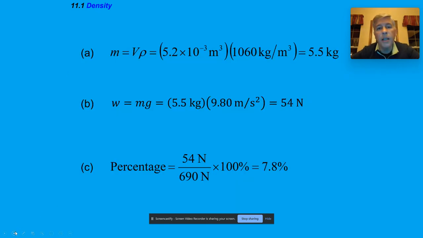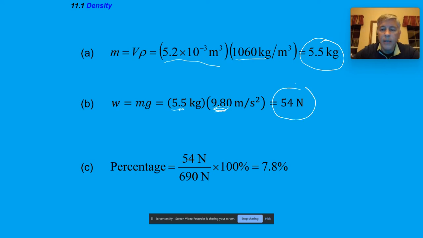Boom. But if we let it go, we've got this answer. We're going to take the volume of it, multiply by the density. We get that the blood has a mass of 5.5 kilograms. We find its weight. We multiply by 9.8 and find out that it weighs 54 newtons.